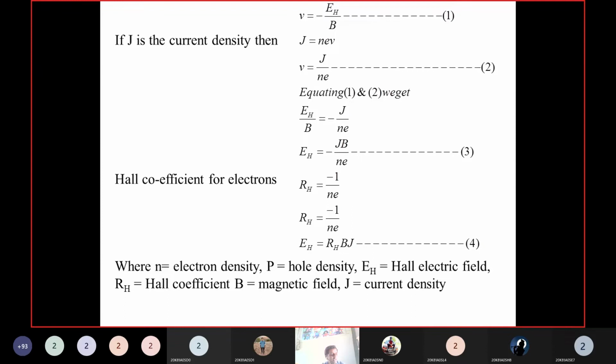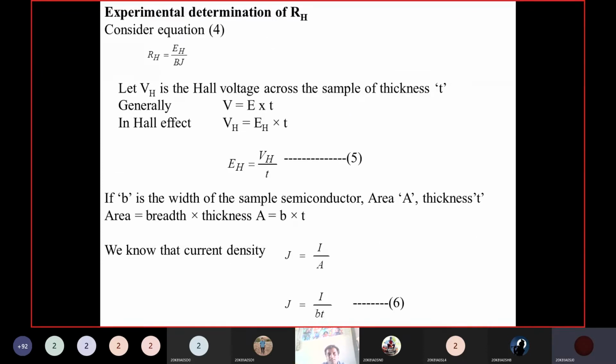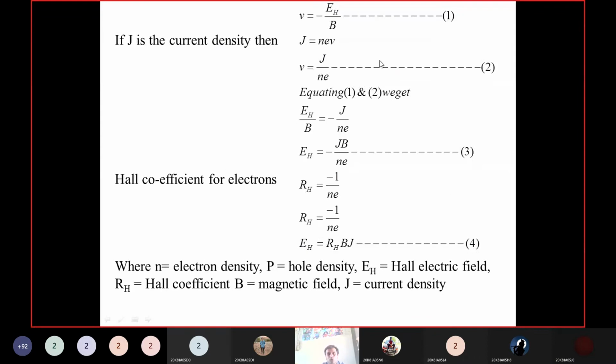Sir, can you repeat what is meant by E and V, sir? Yes. Here small e is nothing but the charge of the electron. V is the velocity of the electron. Okay, sir. Thank you, sir. Yes, so V is the velocity of the electron.